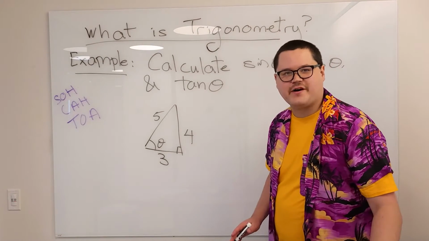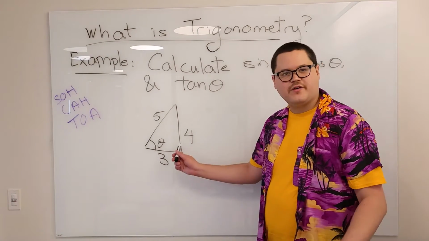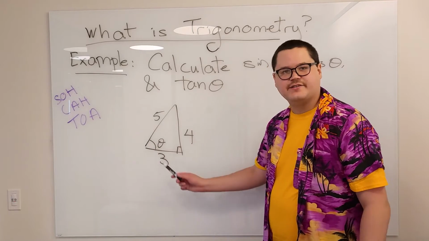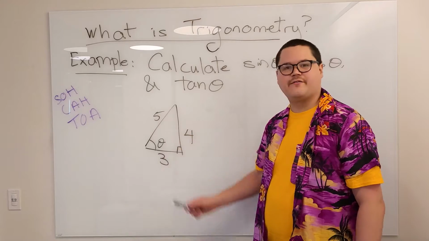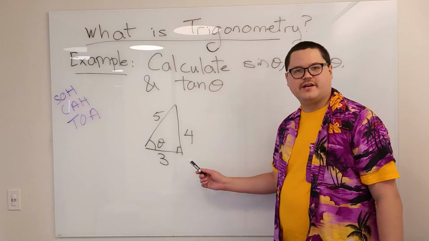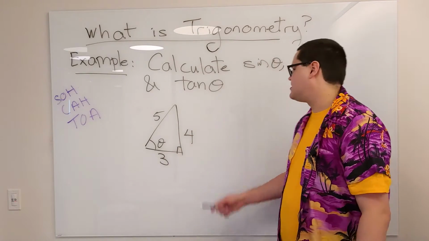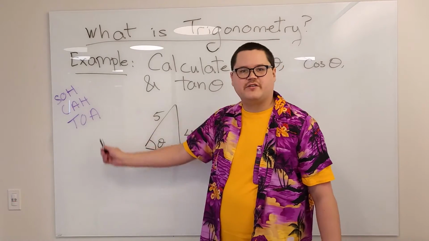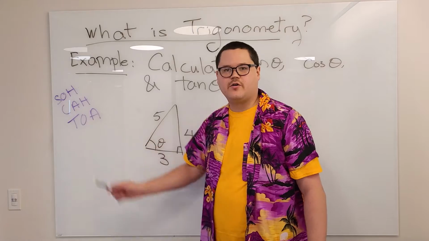All right, so how about an example? Suppose that we have a right triangle here with an angle theta and side lengths 3, 4, and 5. How can we calculate the three trigonometric ratios, sine, cosine, and tangent, using the magical incantation SOHCAHTOA?